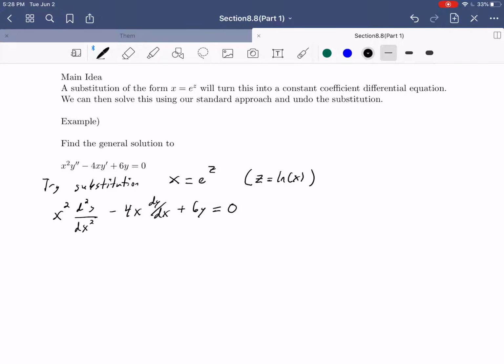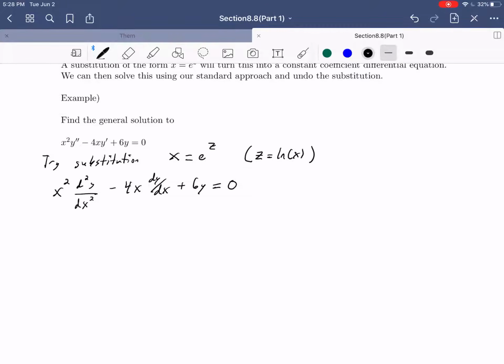Now we're going to think about how we can convert these derivatives into derivatives with respect to z, which is going to be our new independent variable. We're still going to keep y as our dependent variable, but we are going to change the independent variable here. So let's see if we can do that. What can we say about dy/dx? Right now, we're thinking about y as a function of x. But let's think about y as a function of z, and then z as a function of x.